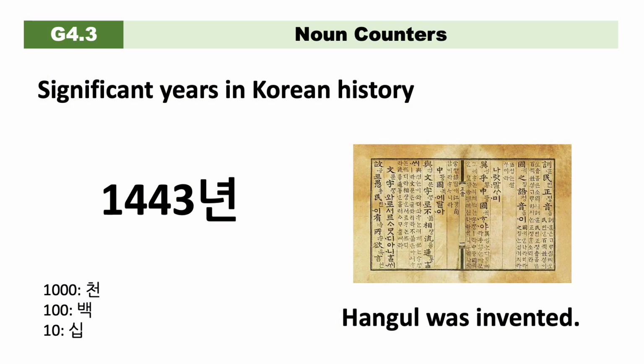The Korean alphabet 한글 was invented in 1443. The year of 1443 is 1443년 in Korean.